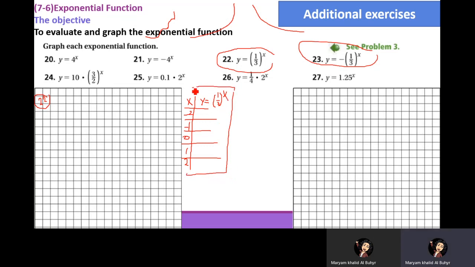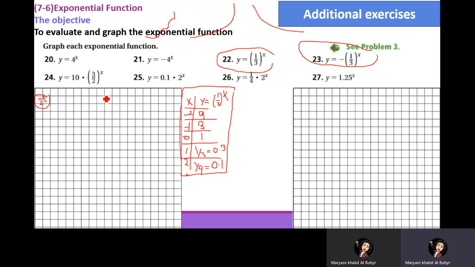So now I'm going to replace this -2 here, and then I will see here it will be 9. Here it will be 3. Here it will be 1. Here finally it will be 1/3, which equals 0.3333. I'm going to estimate it as 0.3. Here it will be 1/9, which equals 0.111, 0.11, 0.1 we can say.